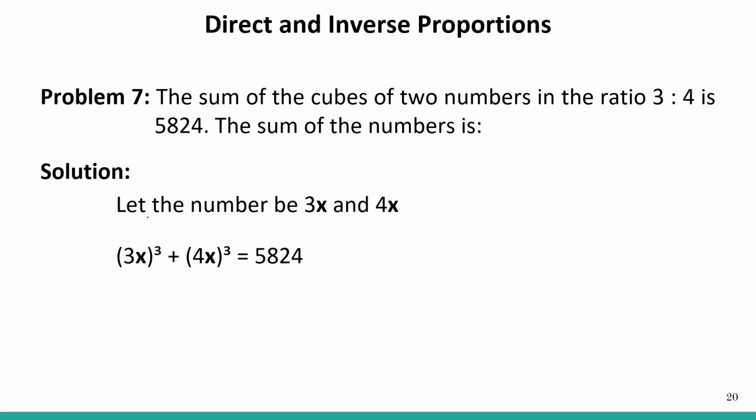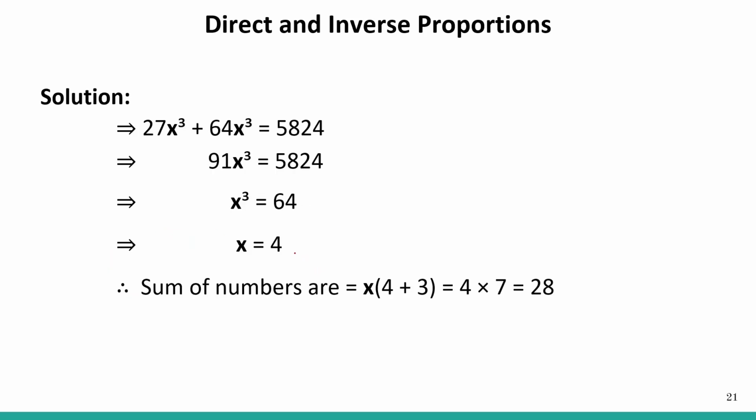Okay, so let the numbers be 3x and 4x respectively. So (3x)^3 plus (4x)^3 is equal to 5824. That is what is given to us, right? So solving this cubic equation, what we are left with is 91x^3 is equal to 5824. So x^3 is equal to 64. So this implies that x is equal to 4.